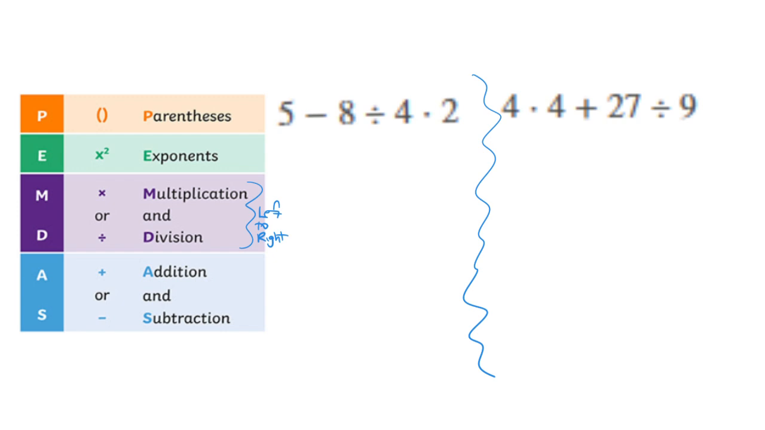And same thing when you get to the level of addition and subtraction. Addition does not happen before subtraction. You will always do those left to right. Okay, so let's just look at this. I'm going to start off with some basic ones, and it's going to get gradually harder here.